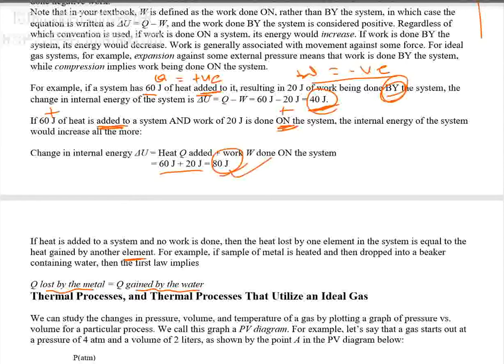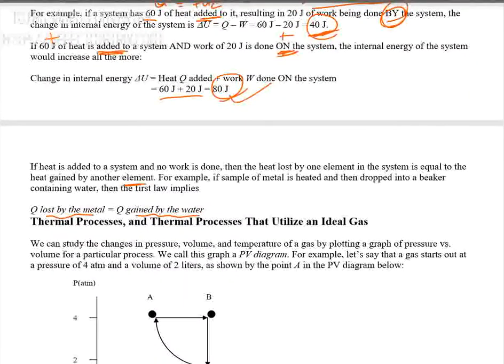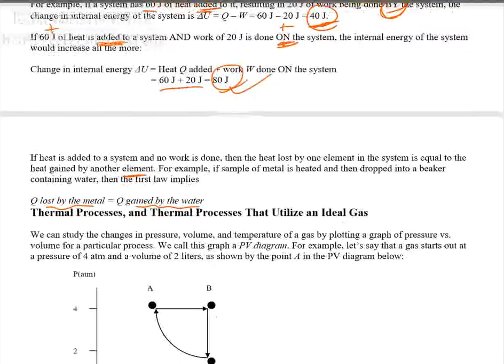80 joules. And if heat is added to the system and no work is done, then the heat lost by one element in the system is equal to what? Heat gained by another element. For example, if we heat up some metal and drop it into a beaker of water, the heat lost by the metal is equivalent to the heat gained by what? The water. Therefore, the heat energy gained by the water is equivalent to the heat lost by the metal.